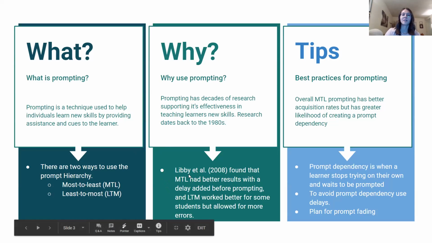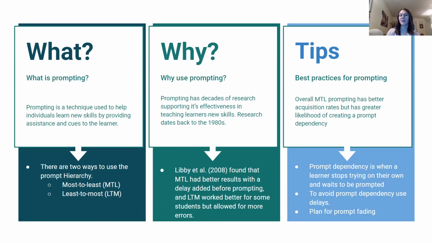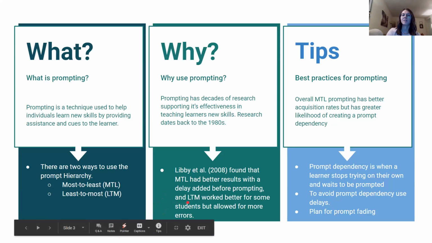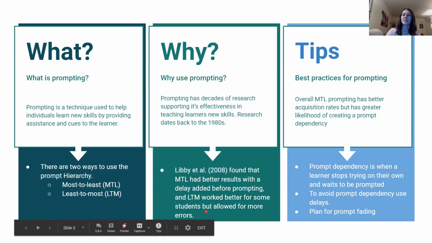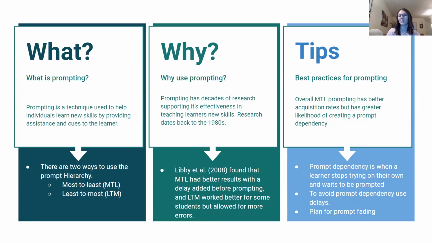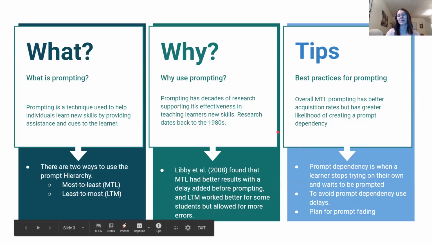So for example, Libby and colleagues in 2008 found that most to least prompting had better results when it had a delay added. So a delay is, for example, if you're asking them, what's 4 plus 4? You would just wait and count in your head. Maybe 3 seconds is your delay before prompting the correct answer. And then least to most works really well for some students, it doesn't for others. The only problem is that it allows for more errors, and they practice those errors, and so you're creating those neural pathways for the wrong response. So usually we want to avoid it.